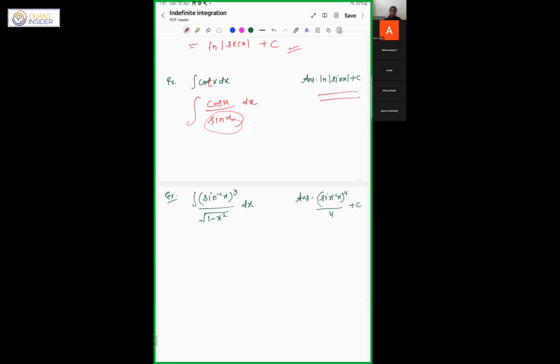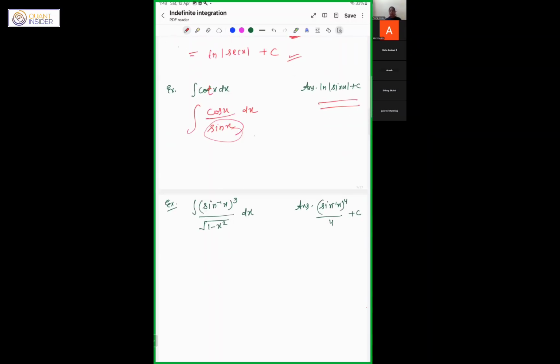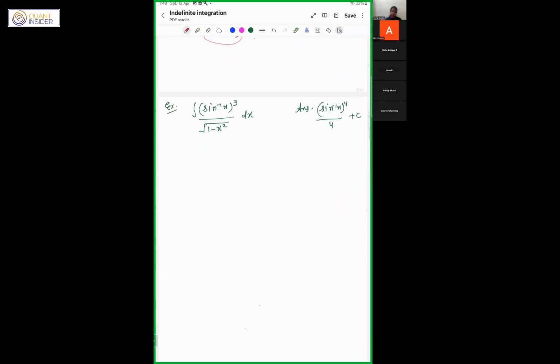Yes. So here you will take sine inverse x as t. Okay, great. Because the differentiation of sine inverse x is 1 upon under root 1 minus x square. So then you will find the integration very easily. Okay, so I hope you can try this one also. Good.